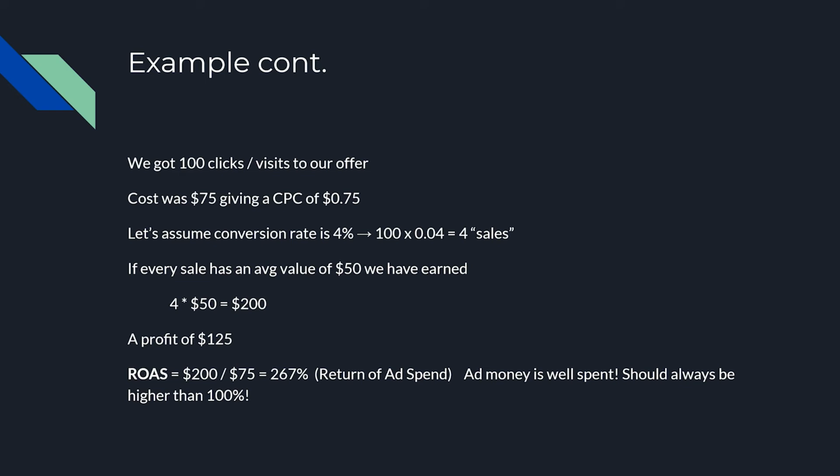Now, there's also another measurement called ROAS, and that is calculated by taking the amount you get from this ad campaign, in our example $200, divided by how much it cost to run this campaign, and that was $75. That would give us 267 ROAS, which stands for return on ad spend.